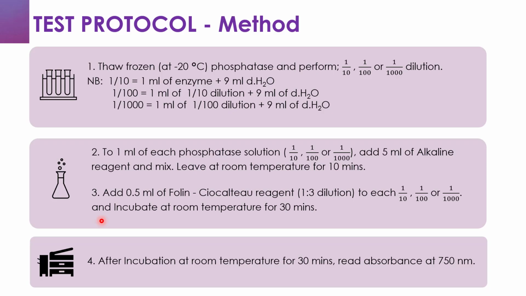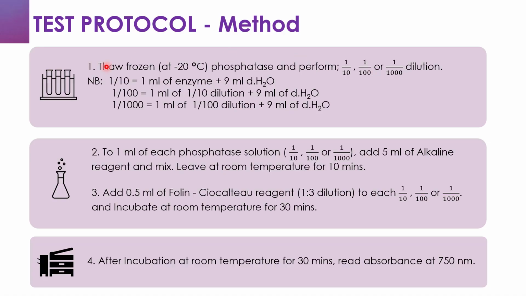So now let us start by looking at the test method. One, we are supposed to thaw the frozen acid phosphatase and perform a dilution of the crude acid phosphatase in either 1 in 10 or 1 in 100 or 1 in 1000 dilution.